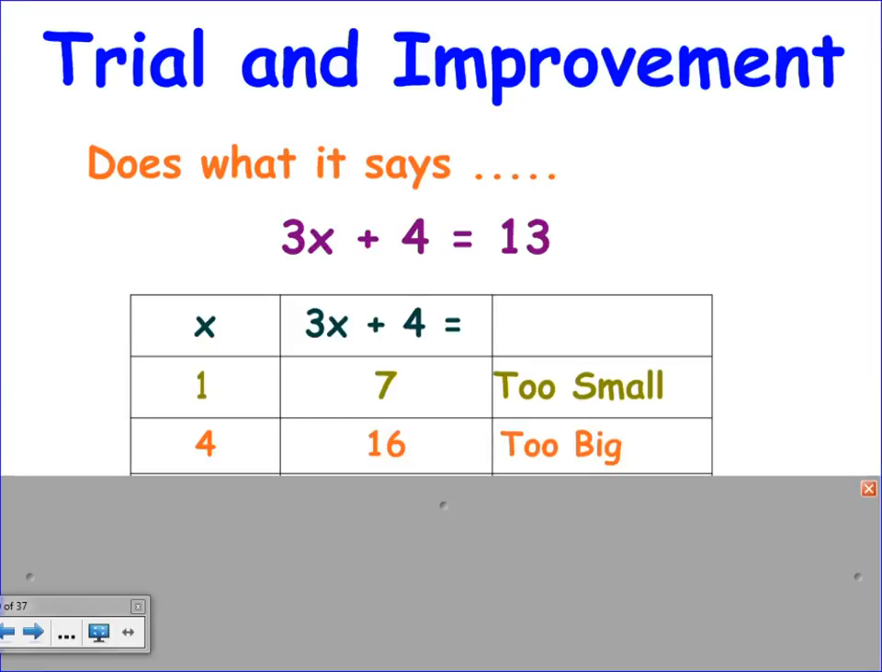7 is too small, so I just pick another number. So I go up to 4. I think, let's try 4. 3 times 4 is 12, plus 4 is 16. Well, that's too big. But I do know I've trapped my answer somewhere between 1 and 4.